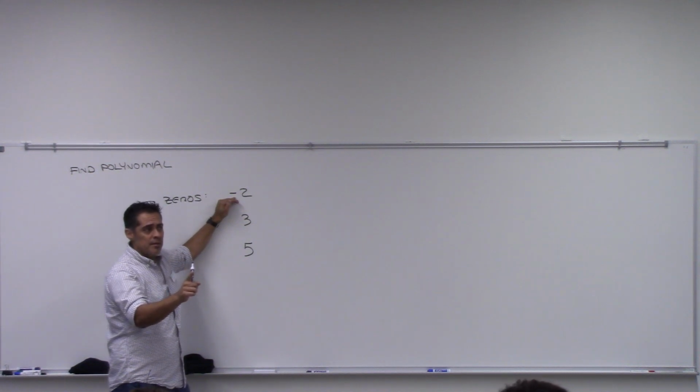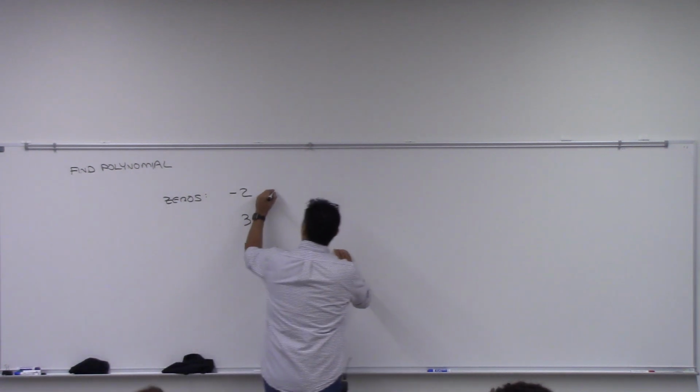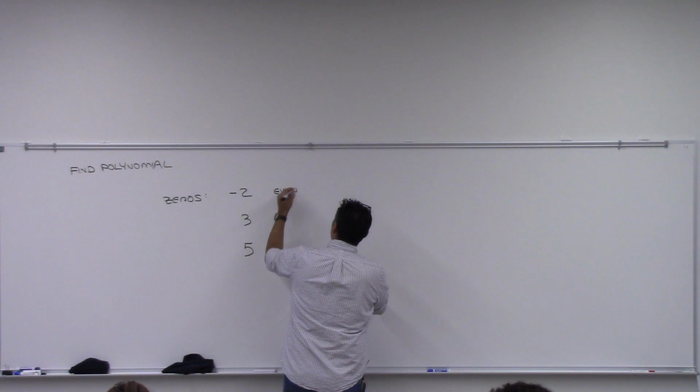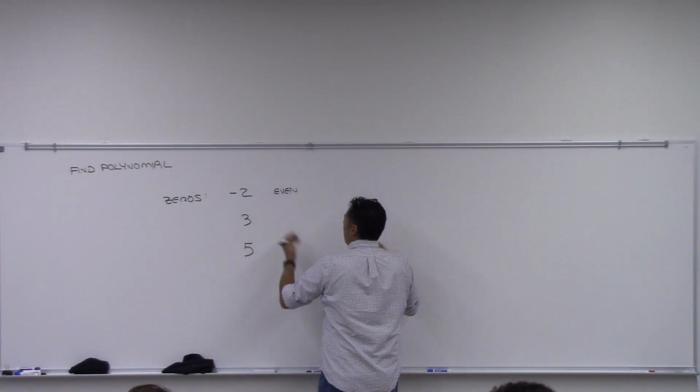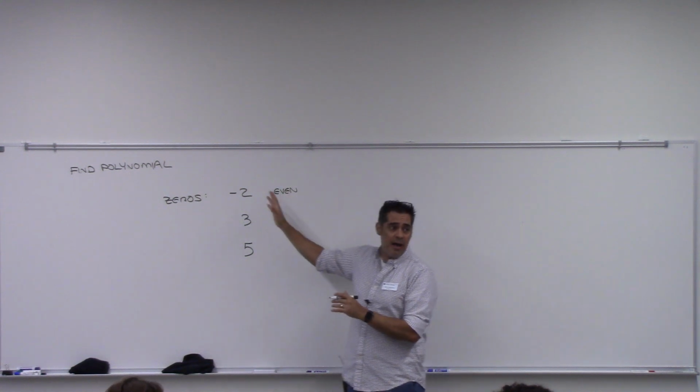Why do you know it's even? Bounce. At negative 2, we bounce, don't we? So I know that this is even. Do I know if it's 2 or 4 or 6 or 8? I don't, right? Well, I kind of do. It's not 6. Why? Because I told you this is a degree 5, right?